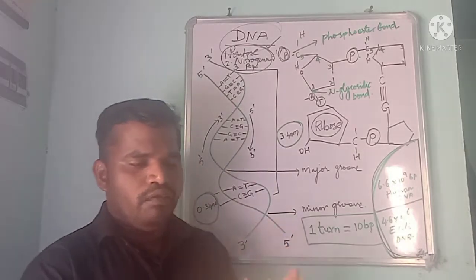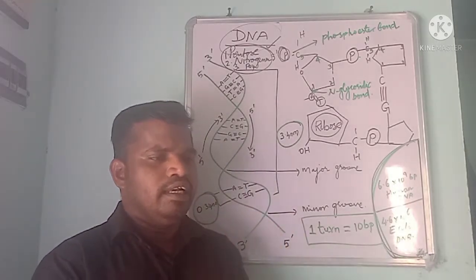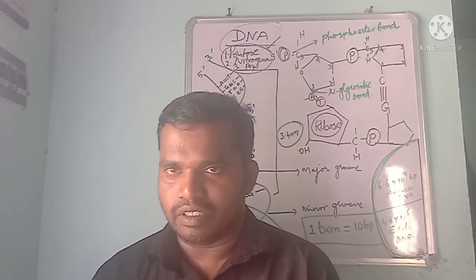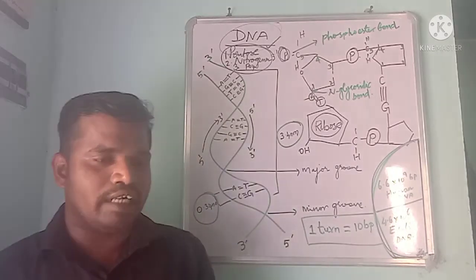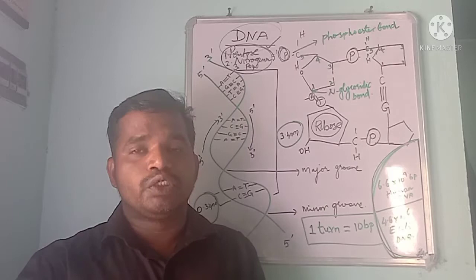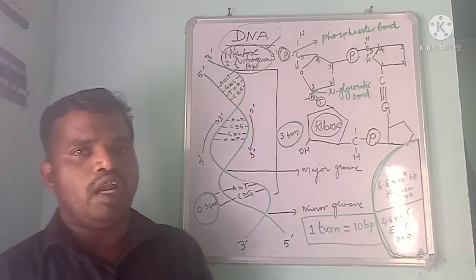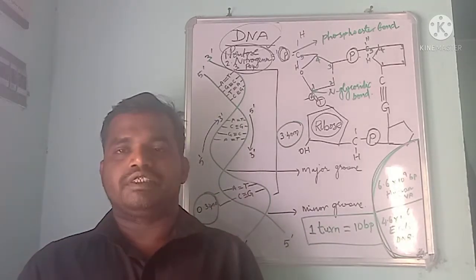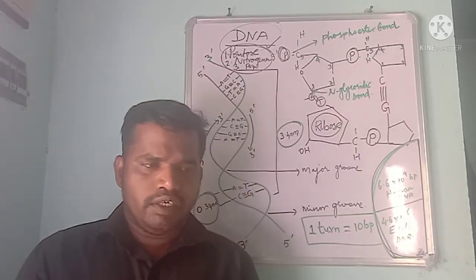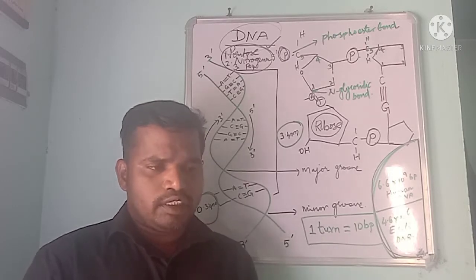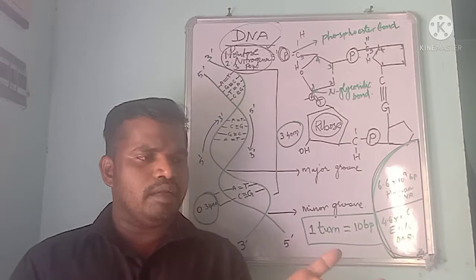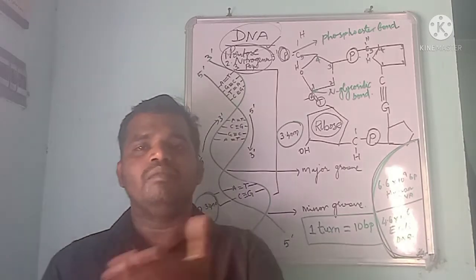Griffith said that the genetic material from the heat-killed S strain is transferred to the R strain. That is why the R strain is transformed into a virulent form. We call this the transformation principle. But he was not aware of the biochemical assay, so he was not able to tell what exactly is transferred, whether protein, DNA, or enzyme.